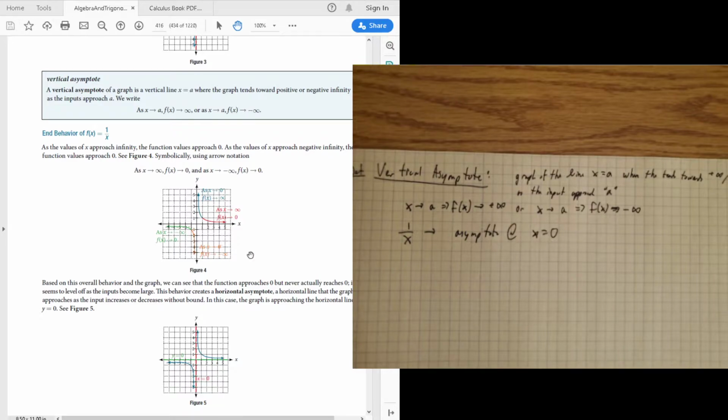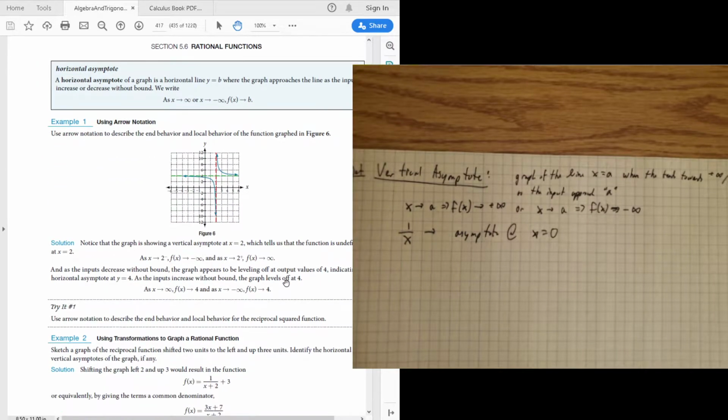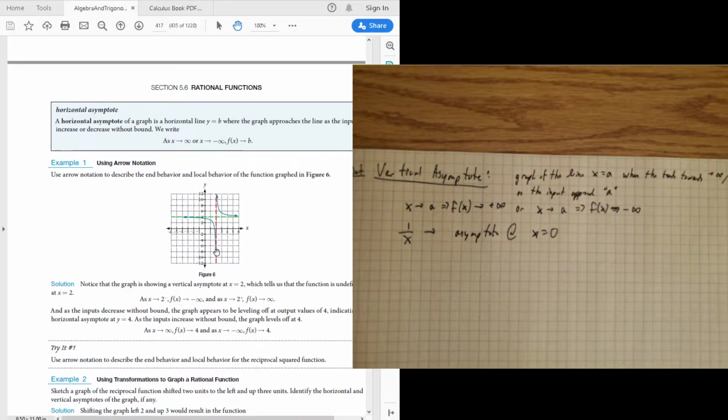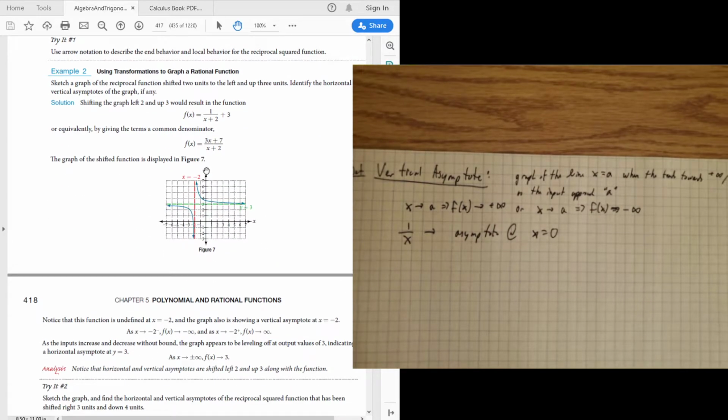But it is not the only asymptote. Depending on the function, you can have different asymptotes in different places. Take a look here. This red line is considered an asymptote, meaning in this picture, x equals 2 would be a vertical asymptote. Because in this picture, you can clearly see that this one is going down as we get close to 2. This side is going up as we approach 2. In this picture, negative 2 is our vertical asymptote.